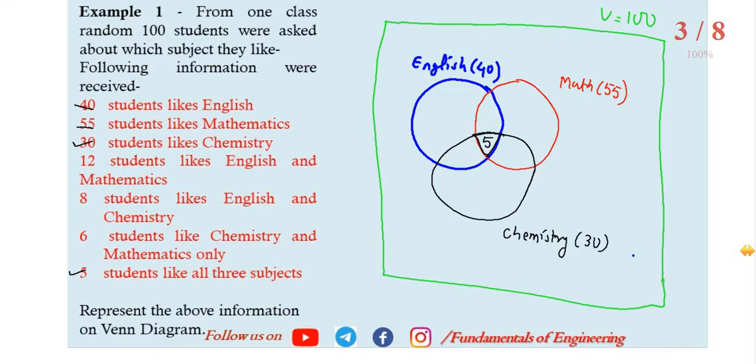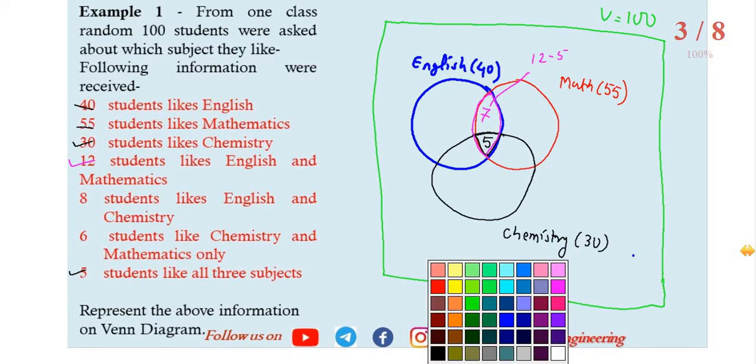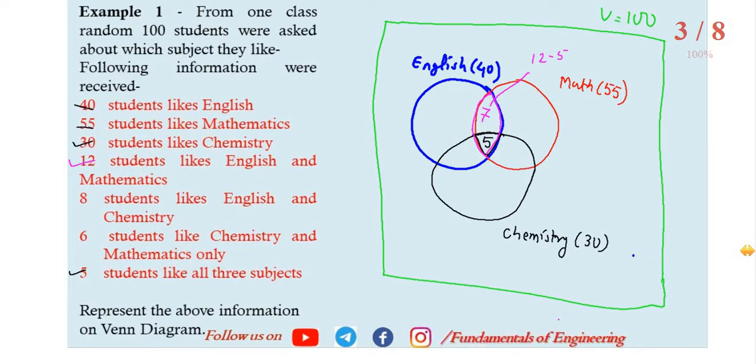Then next we have to see the common in 2. We have the information that 12 students like English and mathematics. So English and mathematics, this is the area. But already 5 students are there. So the remaining is 12 minus 5, that is 7 students, who will lie here. So in total 12 students, and that information is done. Now 8 students like English and chemistry. So this is the area for English and chemistry.